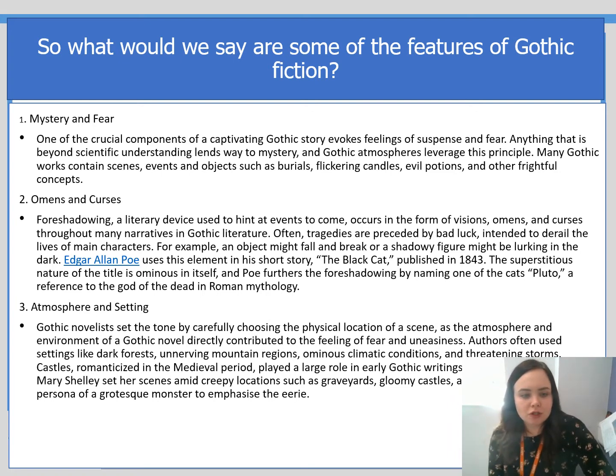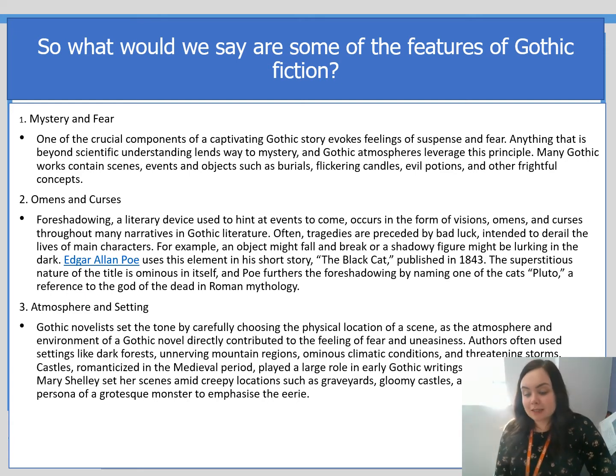So authors often use settings like dark forests, unnerving mountain regions, ominous climatic conditions and threatening storms, castles, and romanticised ruins in the medieval period, which played a large role in early Gothic writings. So Mary Shelley is a very famous Gothic writer. She was the one who wrote Frankenstein, in case you don't know. She sets her scenes amid creepy locations such as graveyards and gloomy castles, and that feeds into the persona of the grotesque monster to emphasise this eerie atmosphere.